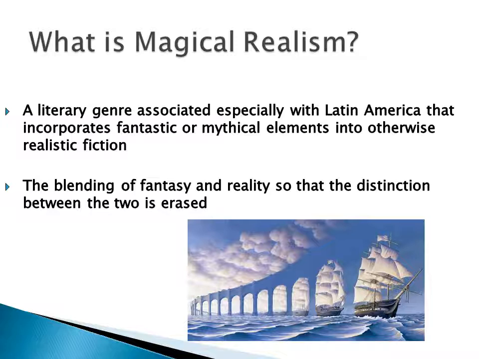So in essence, it's a blending of fantasy and reality so that the distinction between the two is in fact erased. So what we're seeing here is a very quote-unquote normal story that has elements in it that are fantastical, meaning they're fantasy-based. So for example, in class I talked about having a dragon sit in the classroom, and in a story that is steeped in magical realism, it would just be a normal event. It wouldn't be seen as all that unusual, even though everything else is pretty normal in that classroom.